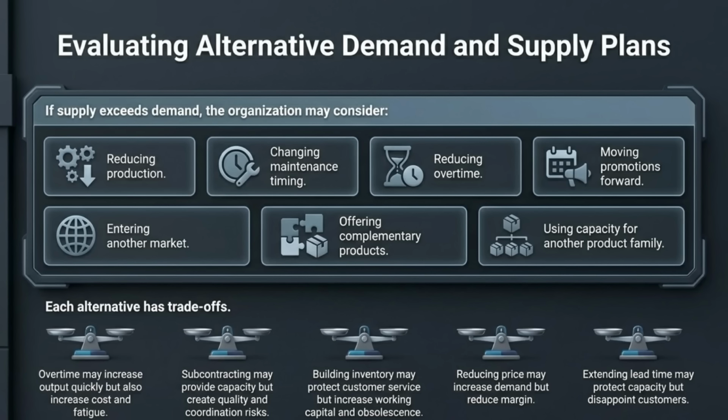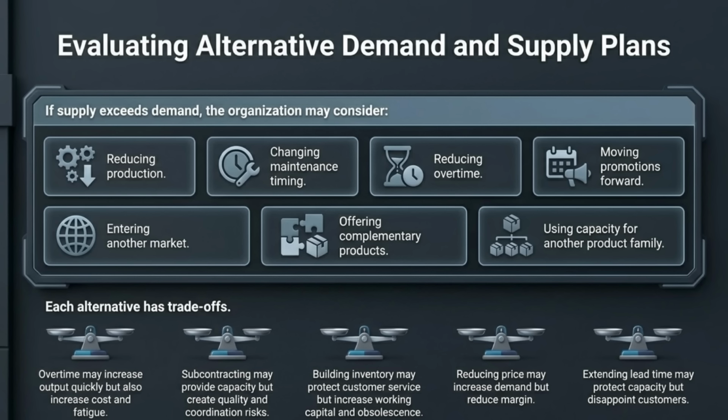If supply exceeds demand, the organization may consider reducing production, changing maintenance timing, reducing overtime, moving promotions forward, entering another market, offering complementary products, using capacity for another product family.